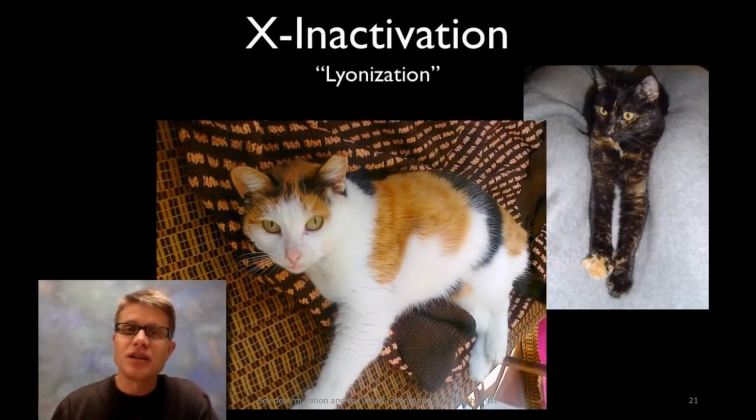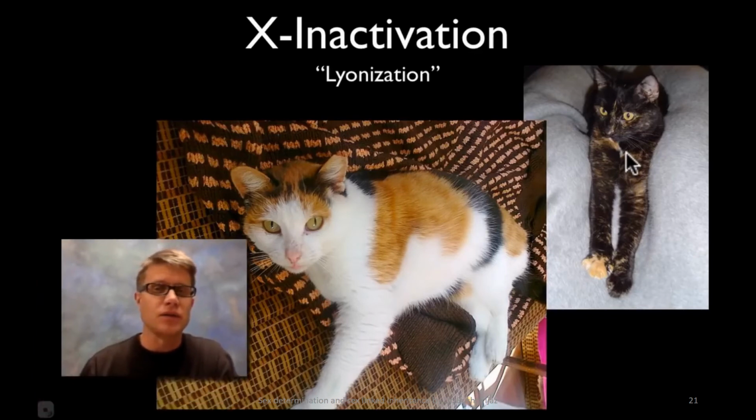Hi, it's Mr. Anderson, and in this podcast, I'm going to talk about X inactivation. Sometimes we call this lionization, and that's kind of giving credit to the person who discovered most of this, which is Mary Lyon. But I want to start the whole thing by talking about calico and tortoiseshell cats. Calico cats like this one and tortoiseshell cats like this are almost always female, which puzzled scientists for a long time until we finally figured out how that works.